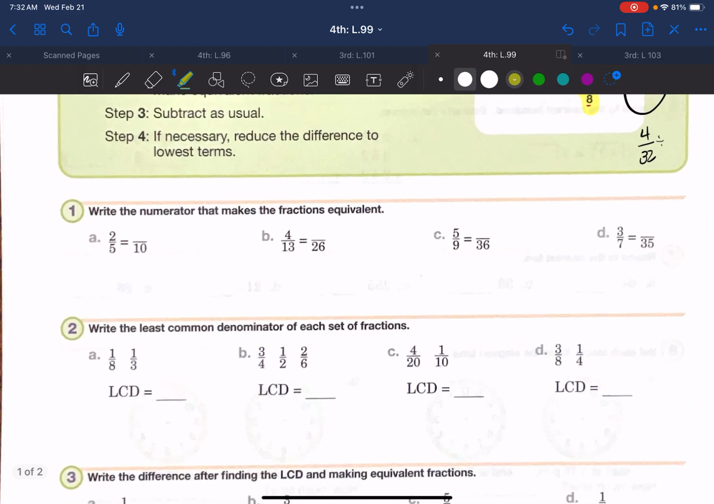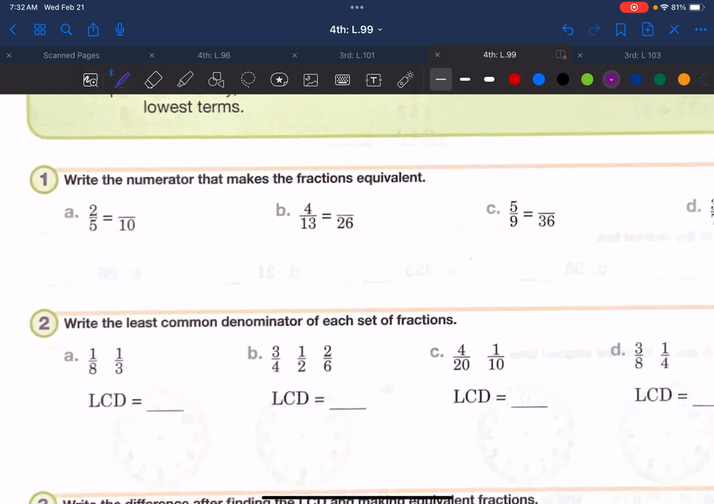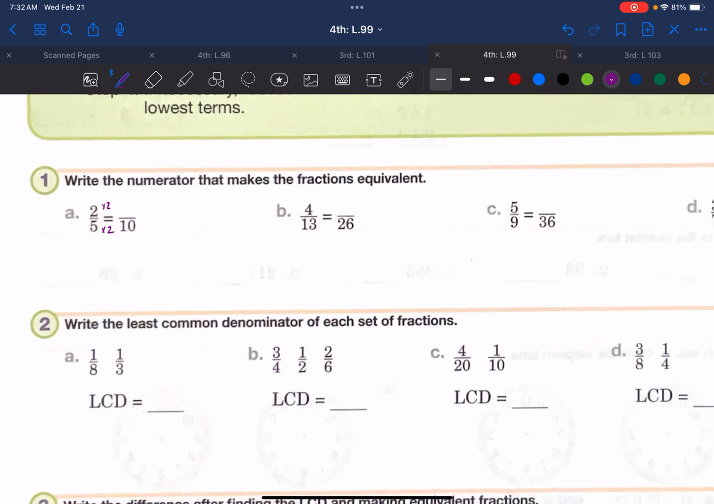Okay, so write the numerator that makes the fractions equivalent. Some of us have been struggling with this, so let's go over it. It has the denominator already, so it found the common denominator. So how do I get from 5 to 10? What do I have to do? I multiply times 2. So I'm going to say times 2. 5 times 2 gets me to 10. So up here, I have to do times 2 also. So 2 times 2 is 4.